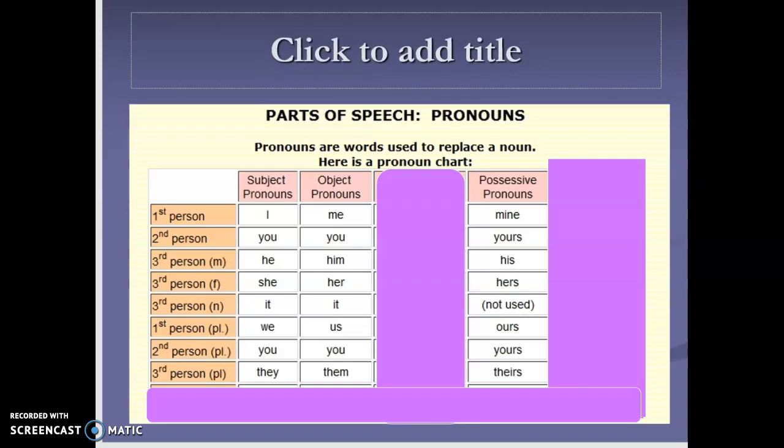Here's our chart. Here's our pronouns. For subject pronouns: I, you, he, she, it, we, you, they. Object pronouns: me, you, him, her, it, us, you, them. Possessive pronouns: my or mine, your or yours, his, hers, ours, yours, and theirs. That's first, second, and third person, singular and plural. You might want to create 3 charts for those so that you can use them as reference.